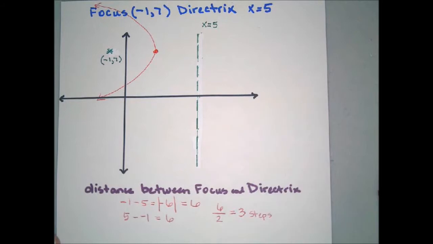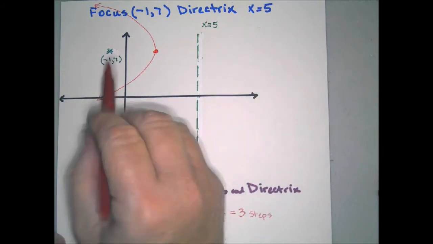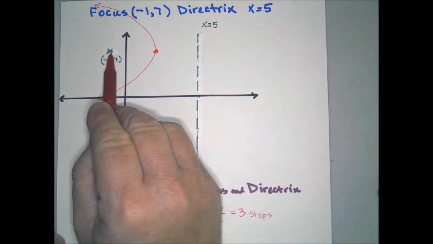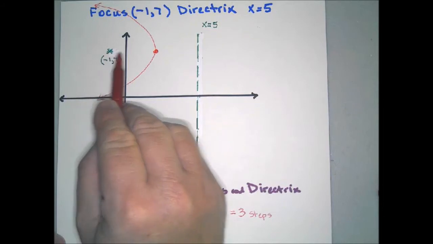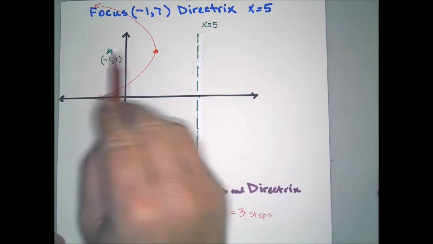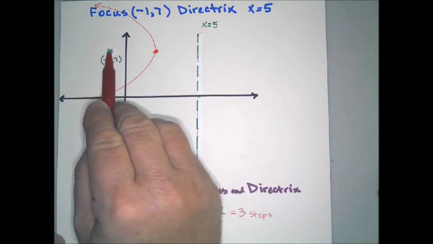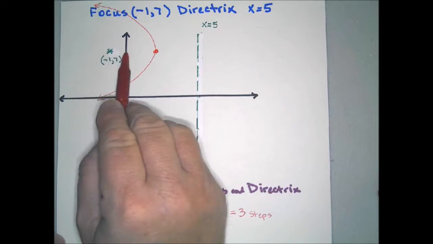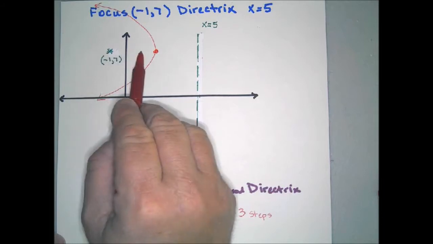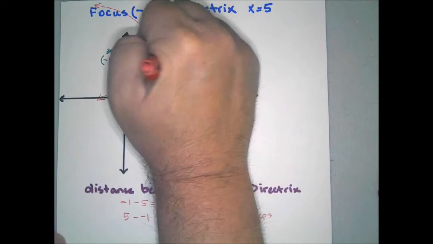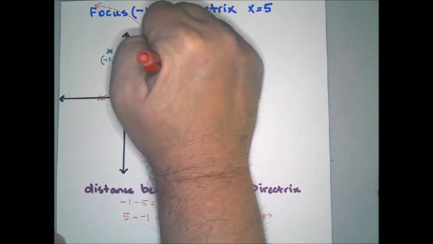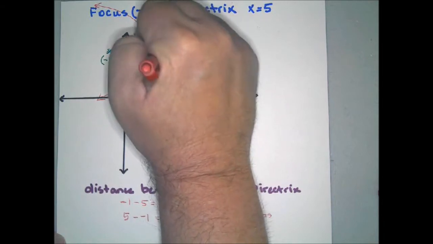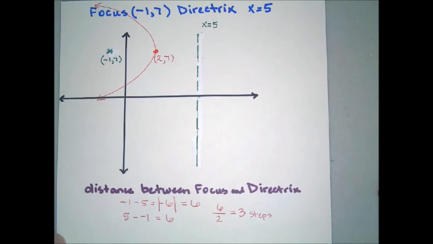And it really doesn't matter which way. Let's go from the focus. If I took 3 steps to the right to get to the vertex, I'm at -1, 7. This would be 0, 7. This would be 1, 7. This would be 2, 7. So now I know where my vertex is.